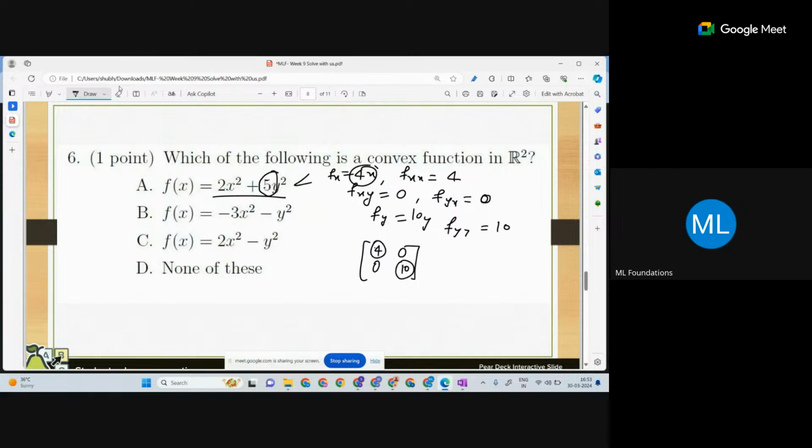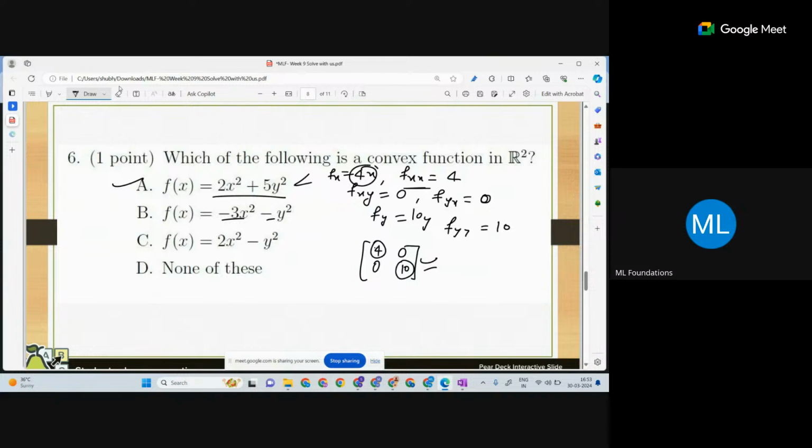So the eigenvalues are actually positive, so this is going to be positive definite. So this is a convex function. Here, see that now very clear with this one, the second partial derivative is going to be a constant one, and if you see that it has the negative.